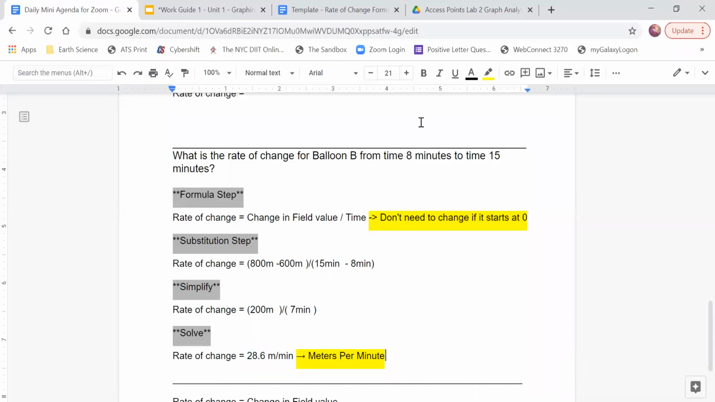Okay. So with this, utilize it to try and solve or correct your lab.